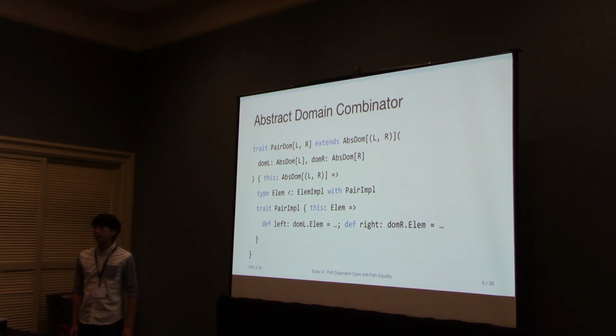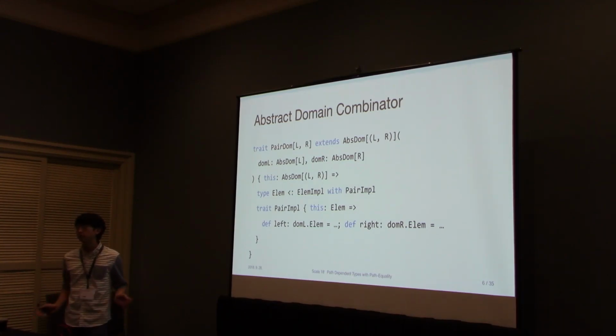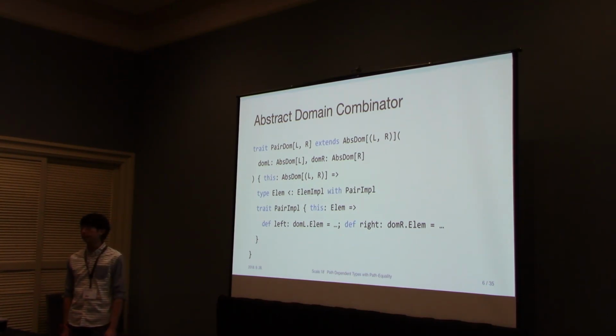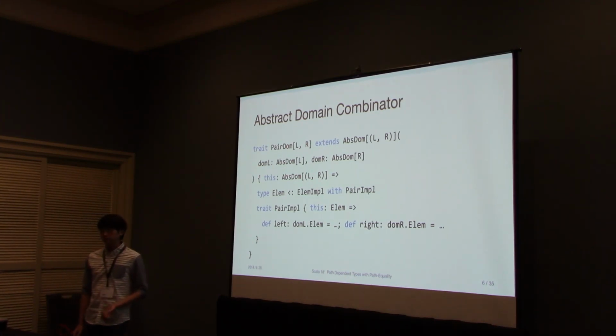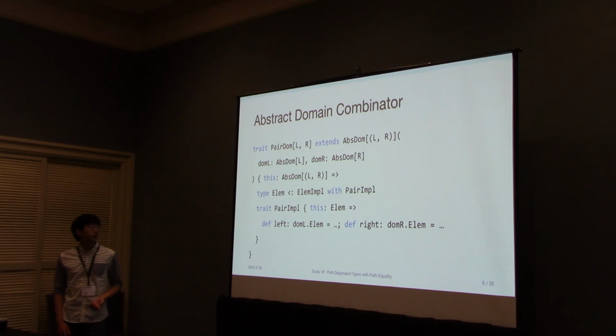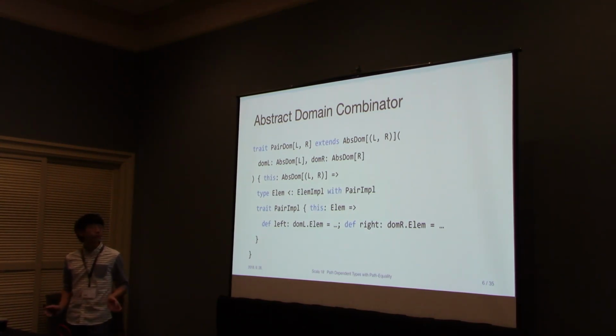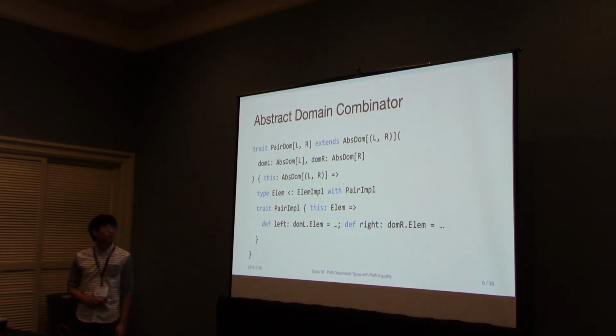Our goal is defining an abstract domain combinator which combines two or more abstract domains to construct a new abstract domain. A pair domain combinator can be one example. We define PairDom, which takes two abstract domains as parameters. It constructs a new abstract domain whose element is a pair of elements from two given domains. Also, its elements have methods named left and right for the projection. So note that the method left has the return type domL.Elem.